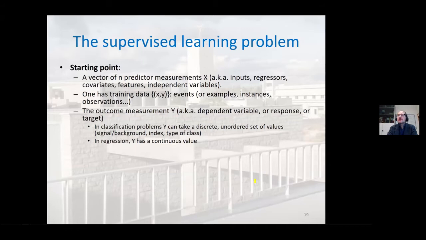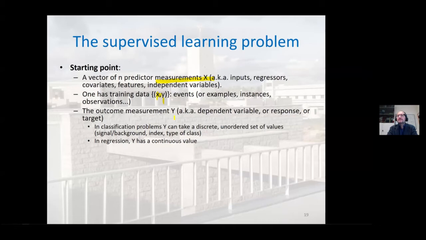So for the supervised learning problem, the starting point is a vector of measurements, okay? So these can be variables that you measure, that you extract from the data. And then you have some training data that have a certain value of a variable and then an output class. So these are labeled events. So the outcome, the response, the target, if you want, that you want to classify elements into, may be a discrete variable, so y equals 0 or 1, if the two classes are signal and background, for instance.